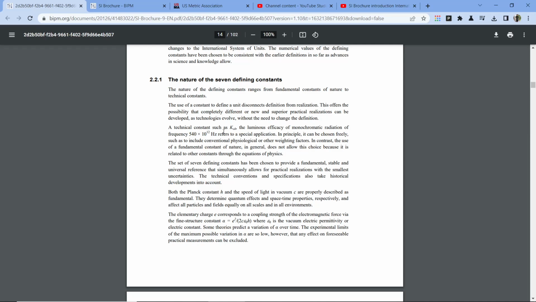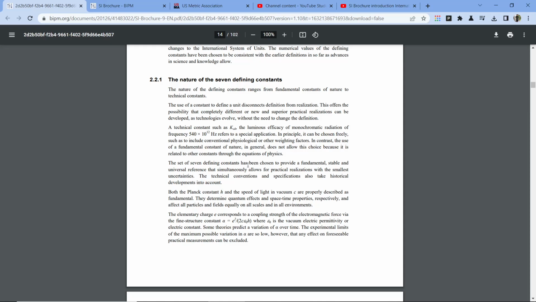A technical constant such as K sub cd, the luminous efficacy of monochromatic radiation of frequency 540 times 10 to the 12th Hz, refers to a special application. In principle, it can be chosen freely, such as to include conventional, physiological, or other weighting factors. In contrast, the use of a fundamental constant of nature in general does not allow this choice because it is related to other constants through the equations of physics.